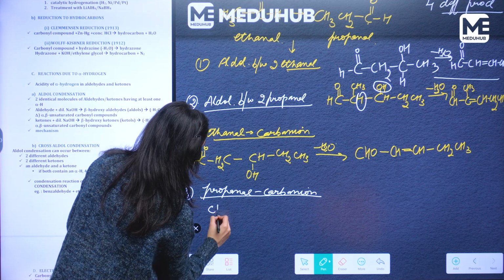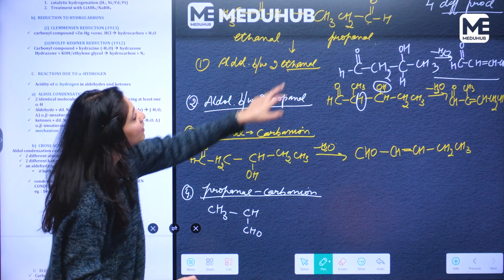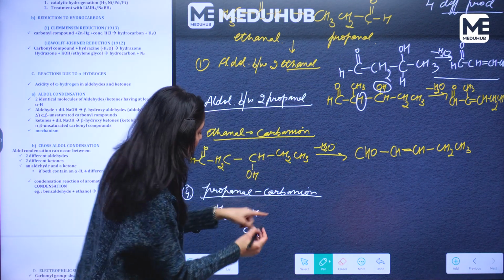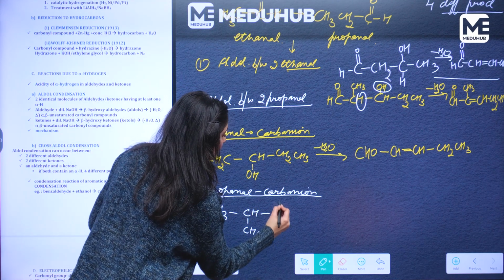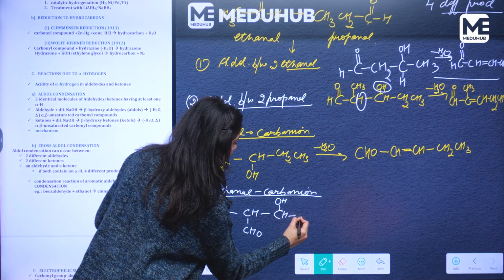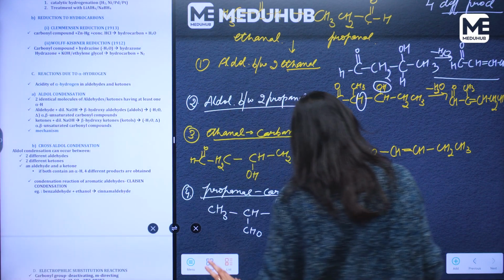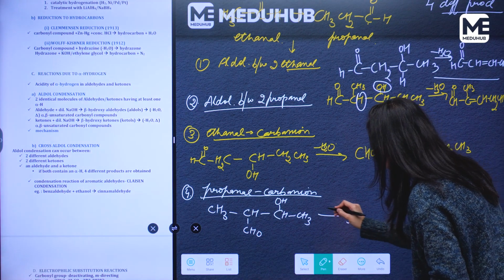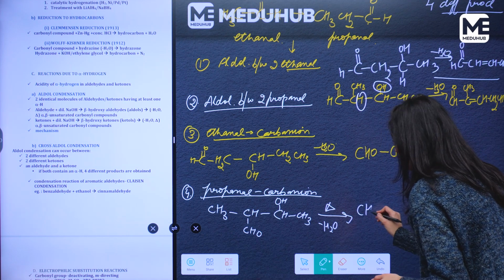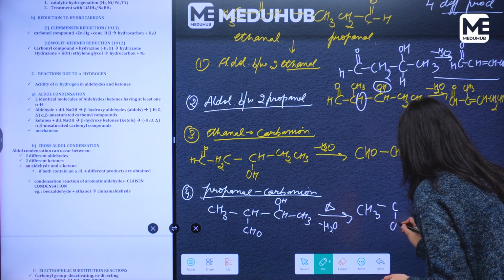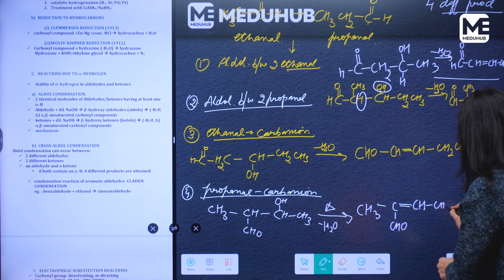Here CH3, CH, and this is the carbonyl group. This alpha hydrogen is lost. Now this CH here will attack the carbonyl carbon of ethanol, and we will get this beta hydroxy aldehyde. This beta hydroxy aldehyde upon heating will lose a water molecule and we will form this product, CH3 CHO, here double bond CH CH3.